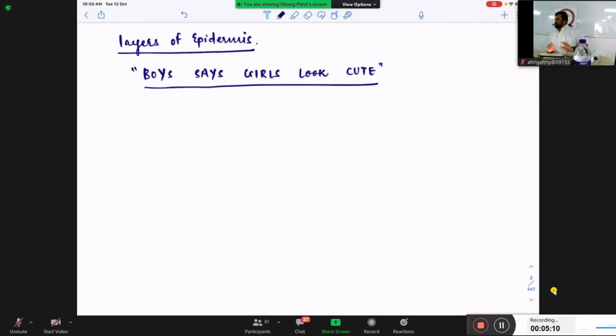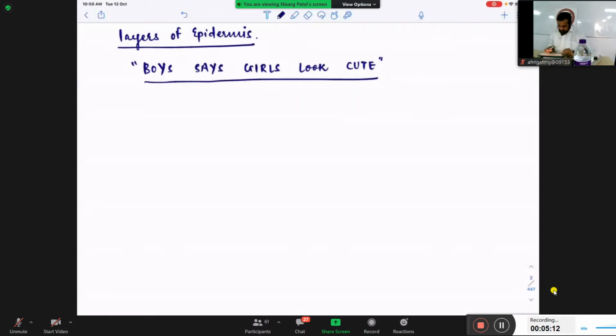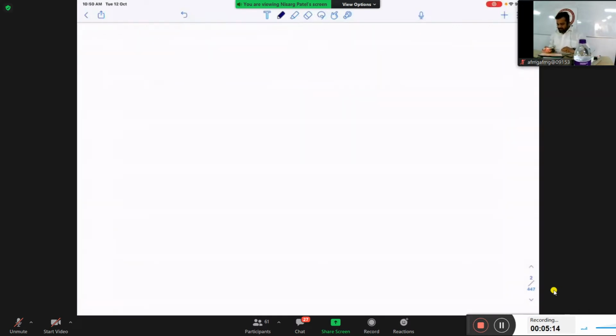So see this, what is the first layer? So what I will do, you also start from the end of your paper. We will draw all the 5 layers in the vertical form. Okay.